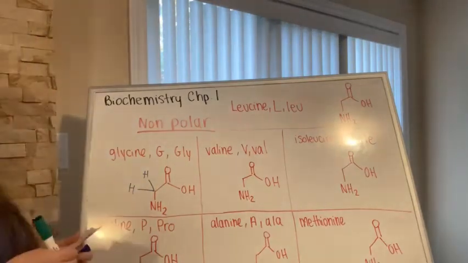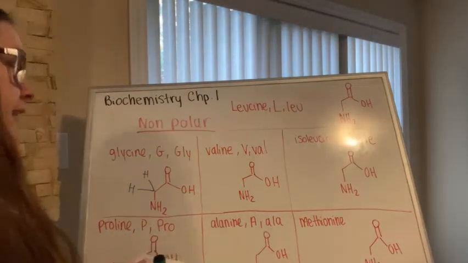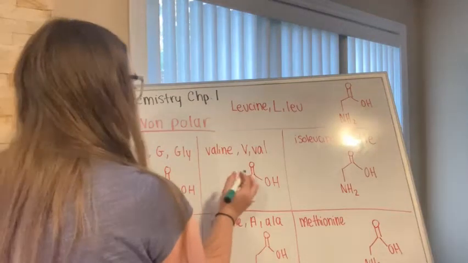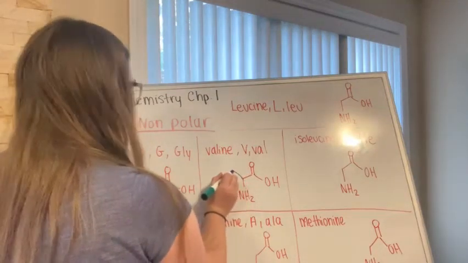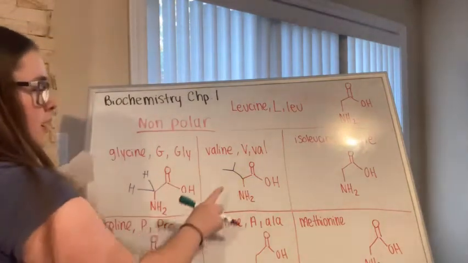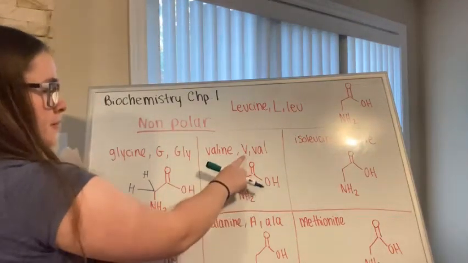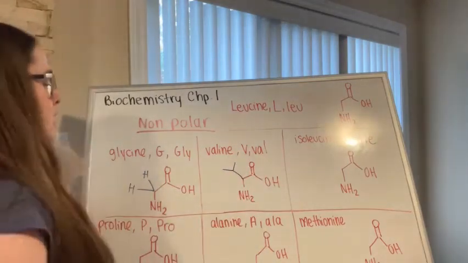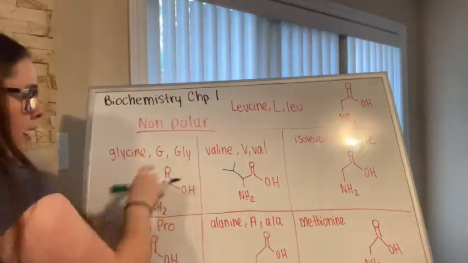Our next amino acid is valine. Valine is a little easier to remember because it kind of looks like a V. So this is valine, V and VAL as its 3-letter. Sorry, and glycine is G and GLY.